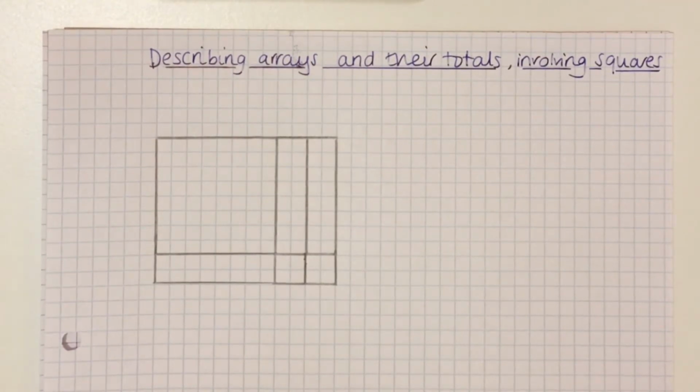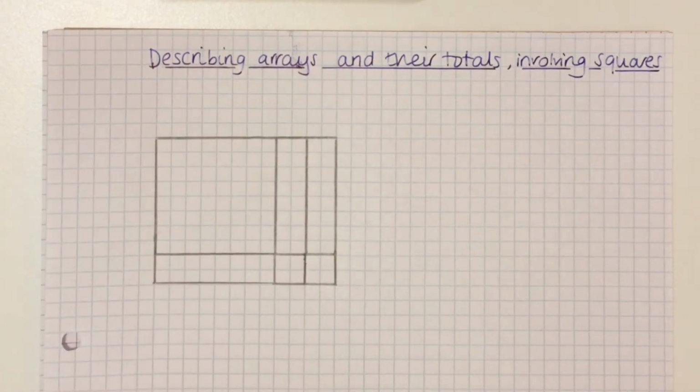So today's video, the next part of our algebra topic, is to be able to introduce squares. We've been looking at describing arrays and expanding and factorising, where we've just got something like 3 rows of x plus 5. But now we're going to start introducing this squared element.